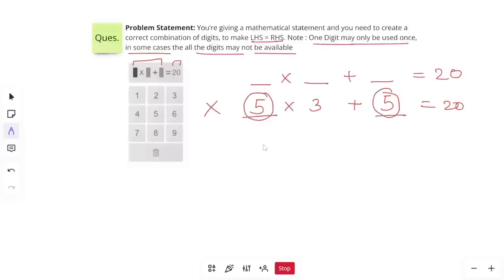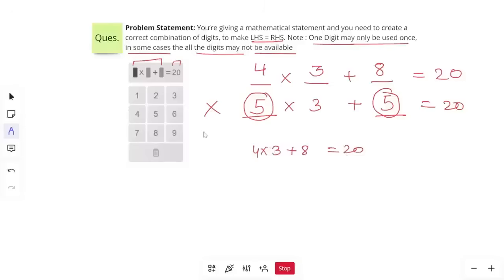Now let's see what can be the correct one. So, for a correct one, you can take a 4, and then one digit you can take is 3. So 4 into 3 will be how much? 12. So how much is remaining now to make it 20? So 8 is remaining, right? So this can be a correct answer. That is 4 into 3 plus 8 becomes 20. So in this one, you are making your LHS equal to RHS, and you are also following the condition, which is one digit is coming once. So this is absolutely correct.